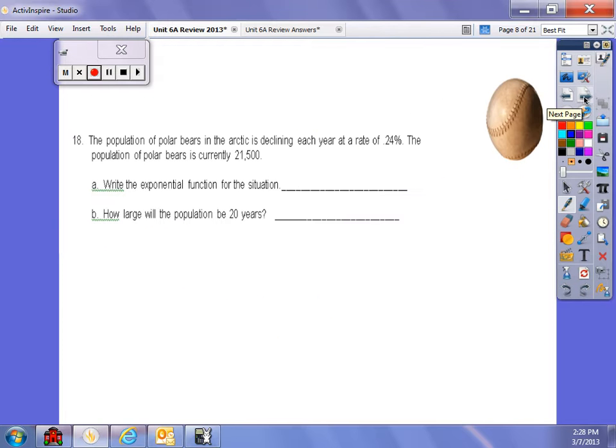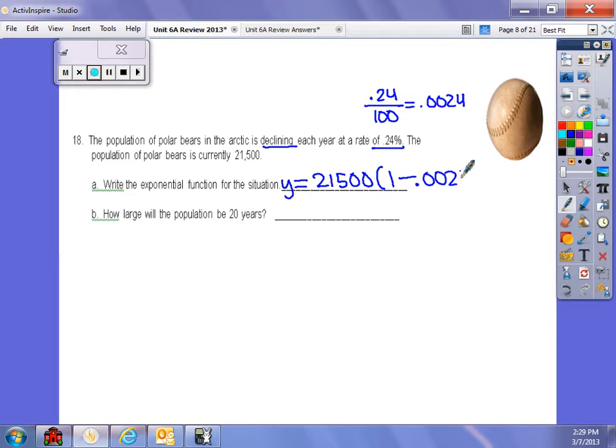Okay, the next one talks about a population of polar bears. So set it up. It's actually declining at a rate of 0.24%. So you're going to take that 0.24, divide it by 100, and get 0.0024. So we have 21,500 polar bears times 1 minus, because it is a decay factor, 0.0024 to the x. That's what you should have there first.